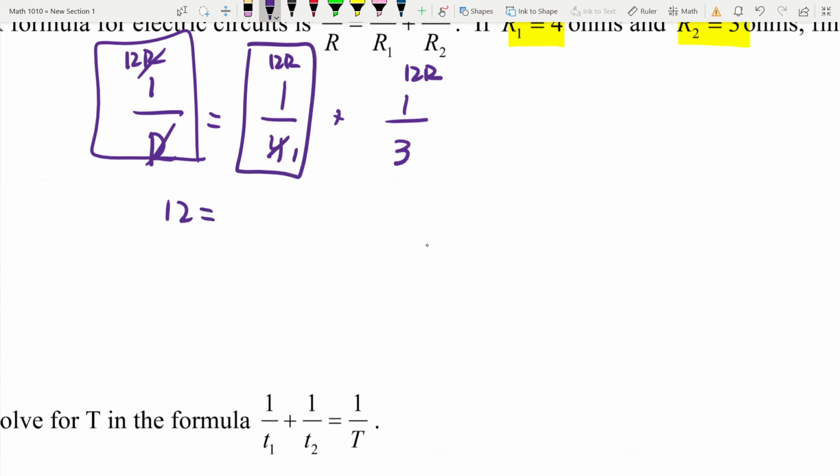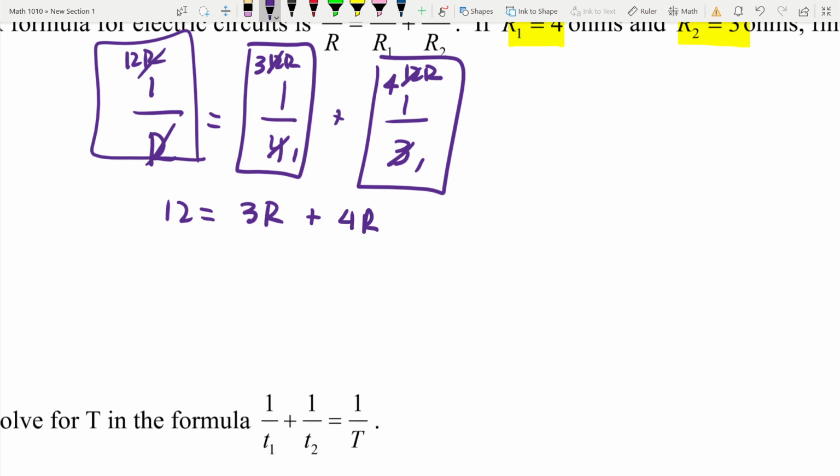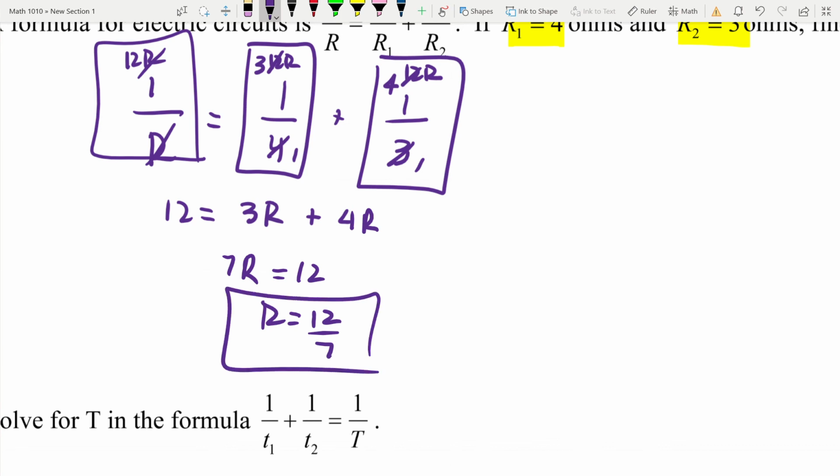Do this guy right here. 4 goes into 4 once. 4 goes into 12 3 times. 3R times 1 is 3R. Do this guy right here. Put your plus. 3 goes into 3 once. 3 goes into 12 4 times. 1 times 4R is 4R. 3R plus 4R is 7R equals 12. Divide, you get 12 over 7, and you're done. That's it.